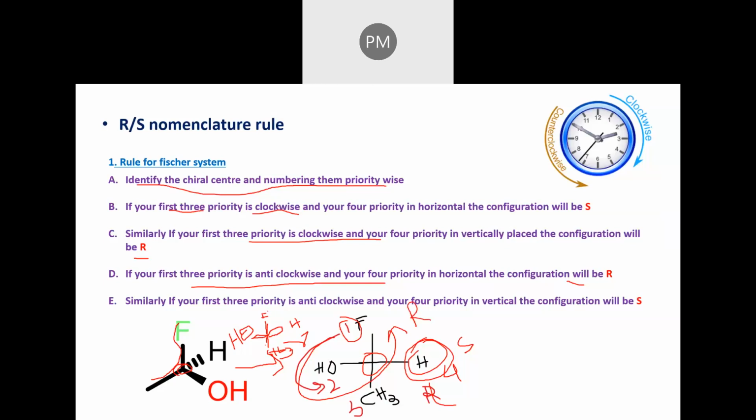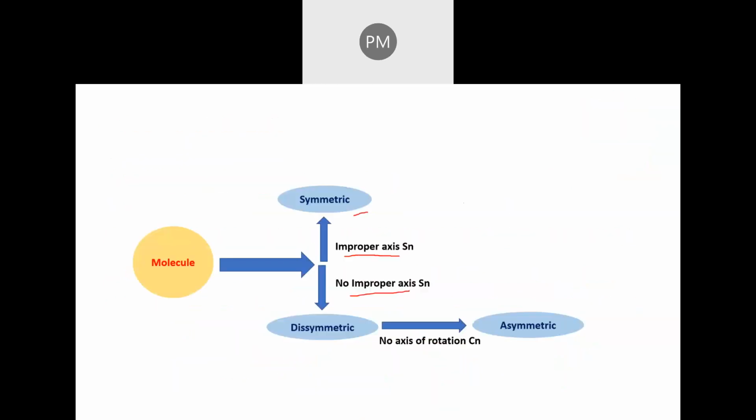So if your first 3 priorities are clockwise in a Fischer system, then the direction is clockwise. Similarly, if the 3 priorities are clockwise and your 4th priority is vertically placed, like if this hydrogen is here, and fluorine, hydrogen, OH like this, the highest priority is 1, 2, 3, also in clockwise direction and the lowest priority is below, then this configuration will be R. Similarly, if the first 3 priorities are clockwise and the 4th priority is vertical, the configuration will be R. If this is anti-clockwise, then the configuration should be S.